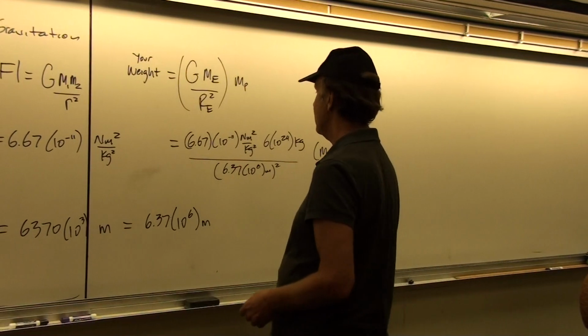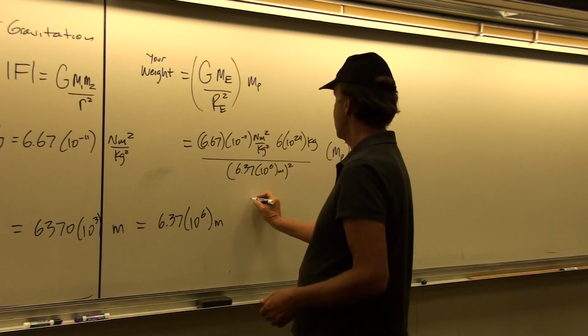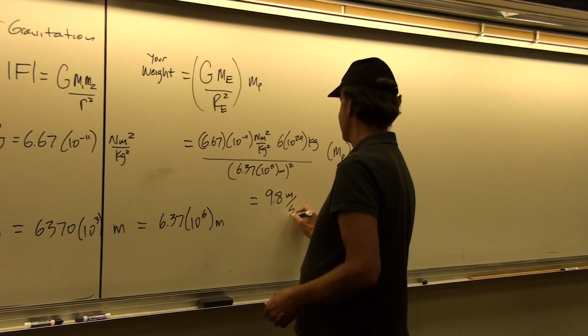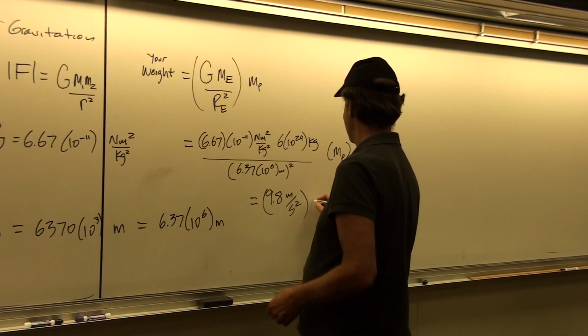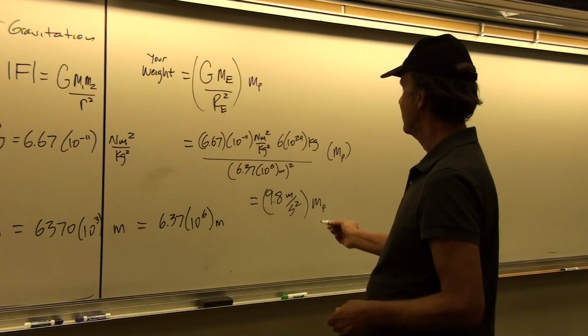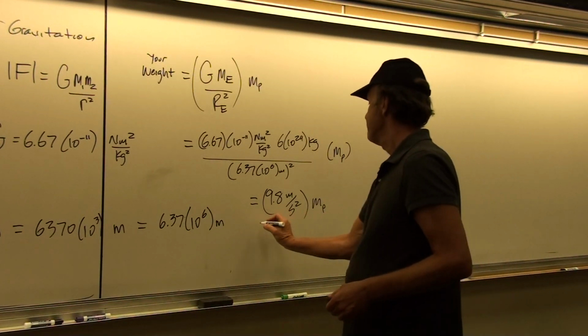Okay, so I'm breaking it up this way because this combination of constants all multiplied out gives us 9.8 meters per second squared, which is the acceleration due to gravity on the Earth. So it's 9.8 times the mass of the person, or mg.